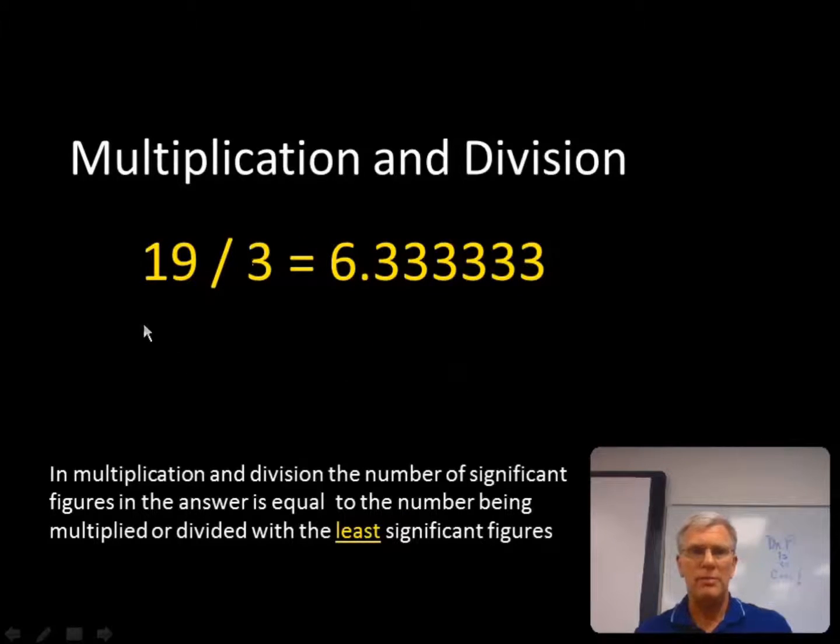In this division problem, 19 divided by 3, this is what you would get in your calculator. Most of you probably up till now would just guess as to how many decimal places you would put in your answer. But with this rule, you would use the one with the least number of significant figures in your problem. 19 has 2 significant figures. 3 has 1 significant figure, so your answer should only have 1 significant figure. 6.33333 should be rounded to 6, and 6 would be your final answer in this case.